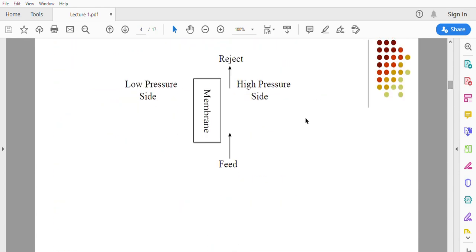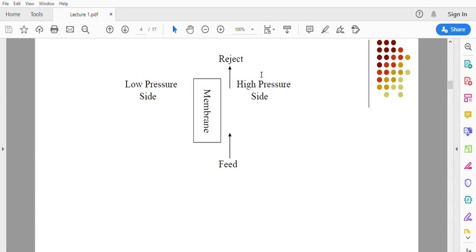Now this is the schematic diagram of the membrane based gas separation process. Here you have the membrane. Here you have one input and two outputs. This membrane based gas separation is a pressure driven process.